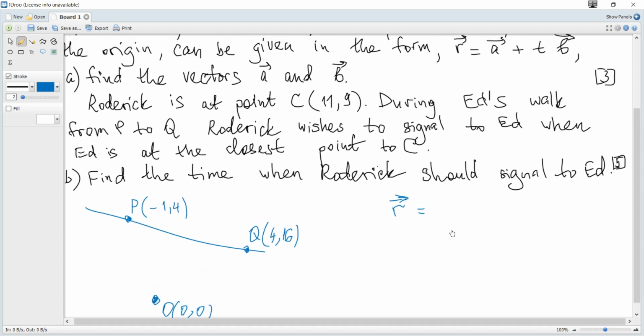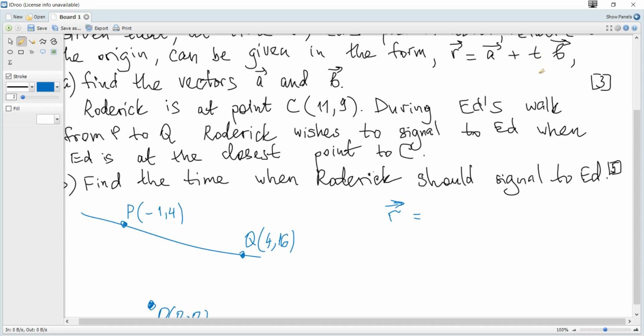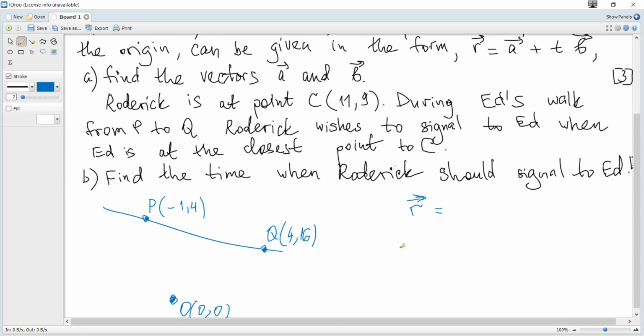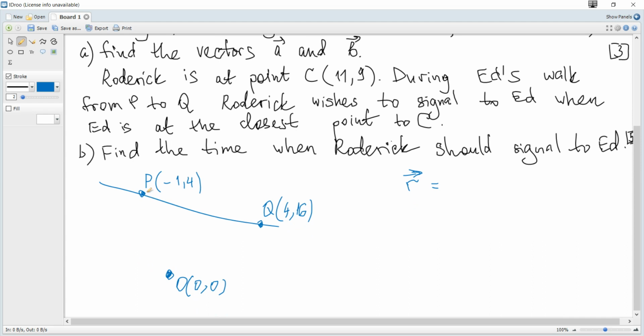But if we consider motion, t means not just parameter, it means time, and we can see that when t is 0, R vector automatically equals A vector, hence A is the position vector of the starting point, and here the starting point is P, hence A vector is OP vector.